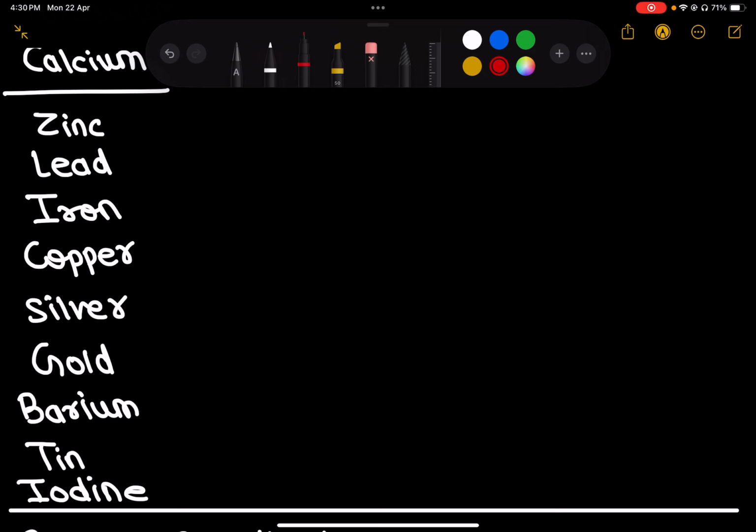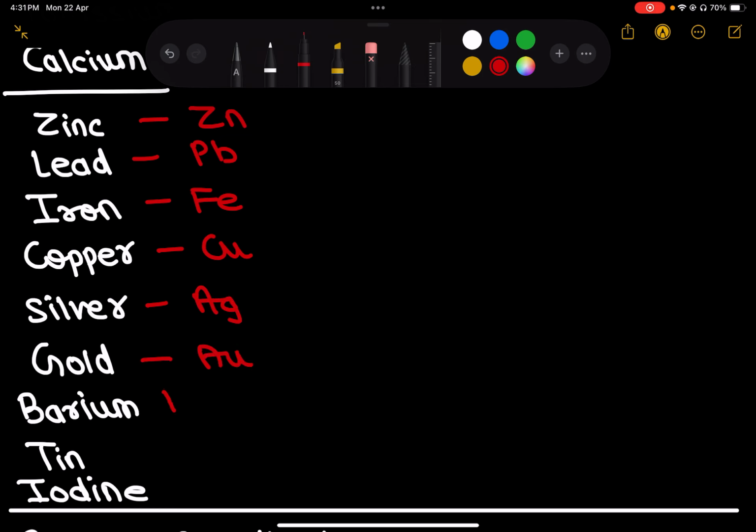So we have zinc, which is Zn, lead, which is Pb, iron, which is Fe, copper, which is Cu, silver, which is Ag, gold is Au, barium is Ba, tin is Sb, and iodine is I. Okay, so these are some of the other elements besides the first 20, which are also important. So make sure that you memorize these. Most of these you must be familiar with. The rest of them just learn. Okay, so let's move on.